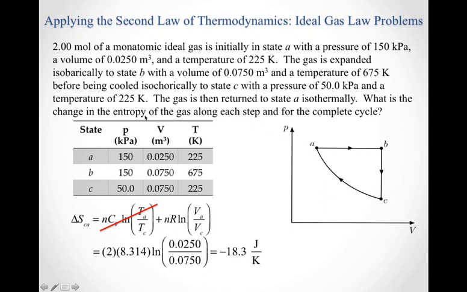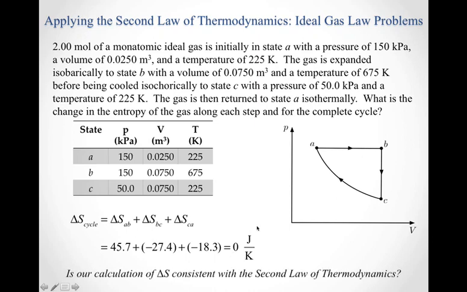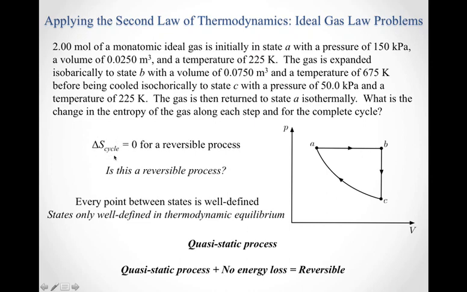So I've calculated the entropy change along each step. What about for the complete cycle? The entropy change for the cycle is just the entropy change from A to B plus the entropy change from B to C plus the entropy change from C to A. Adding those together, what I end up getting, lo and behold, is 0. And so again, this begs the question, is our calculation for the entropy change of our system consistent with the second law of thermodynamics? If I get that the entropy change for my cycle is 0, then I must have a reversible process. So is this a reversible process?